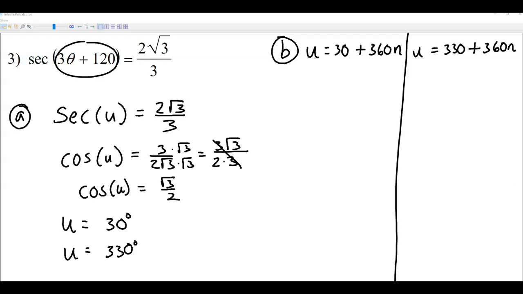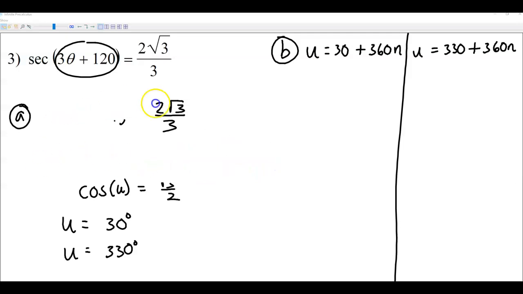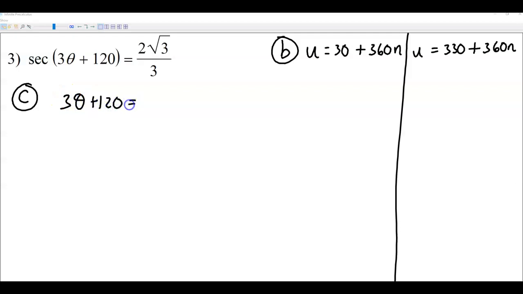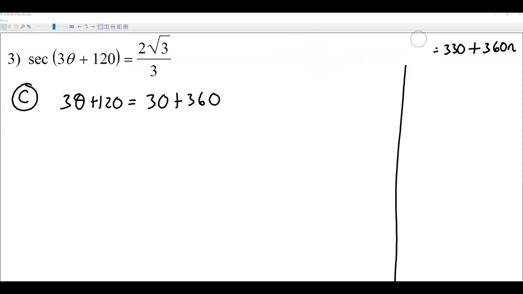Let's go ahead and move on to step C. Go ahead and pause the video here and give step C a try. When you unpause it, we'll have the answer up there for you. So we have 3 theta plus 120 is equal to 30 plus 360. And we have 3 theta plus 120 is equal to 330 plus 360.